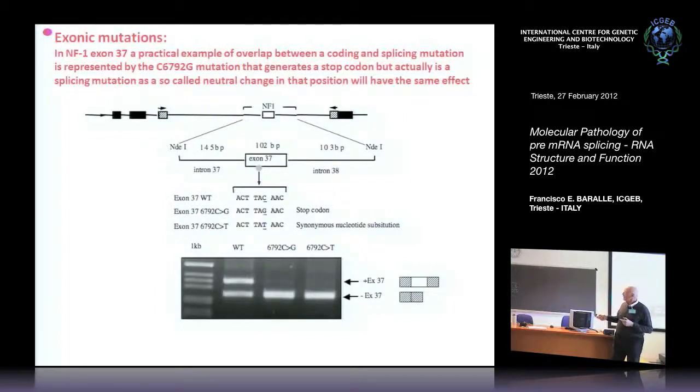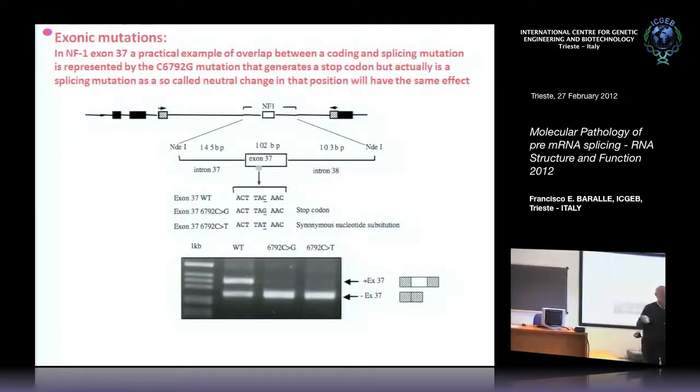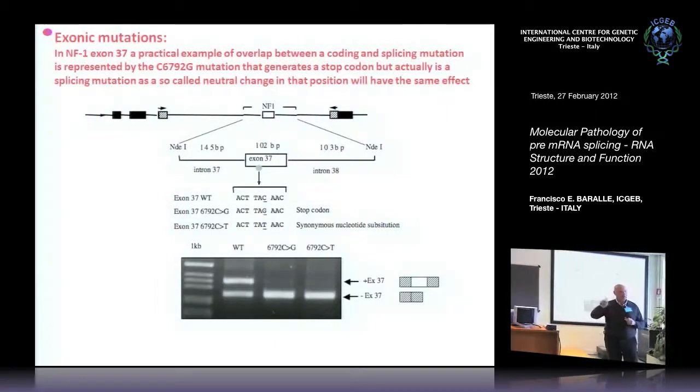But you get the skipping of the exon also if you change the C to a T. And that triplet, TAT, is coding also for tyrosine. So even if we have a mutation that didn't change the amino acid, we will have the disease because the exon will be skipped. Because that sequence is part of an exonic splicing enhancer.